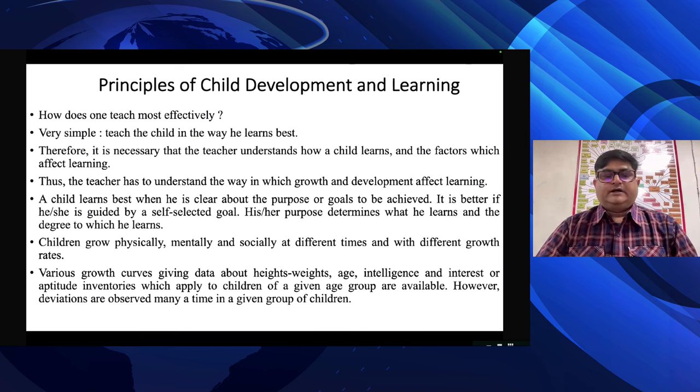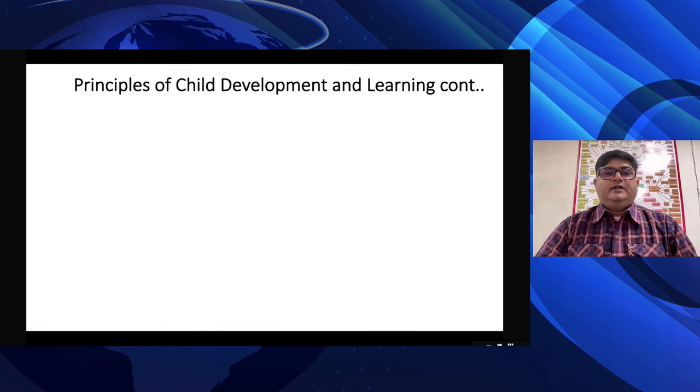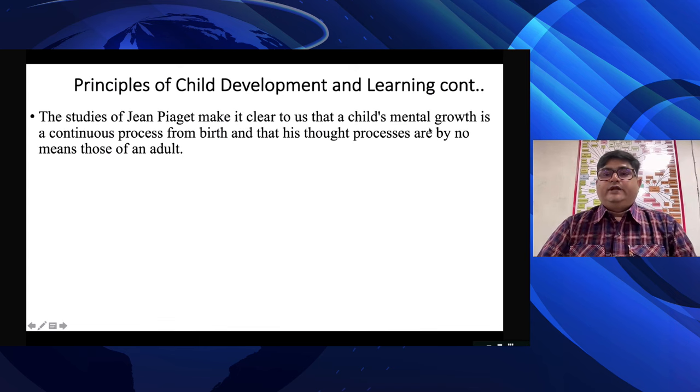However, deviations are observed many a time in a given group of children. This is not a uniform rule, because the background of the child and the environment of the child, everything affects the style of learning of the child. So therefore, there are deviations. The main thing I would like to tell about here is one very important study of Jean Piaget.